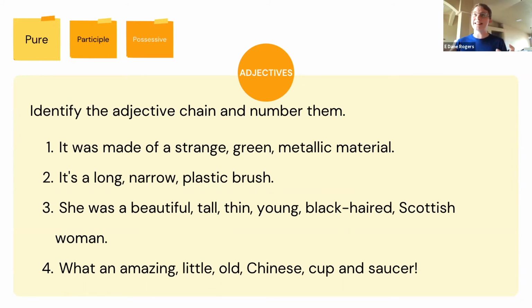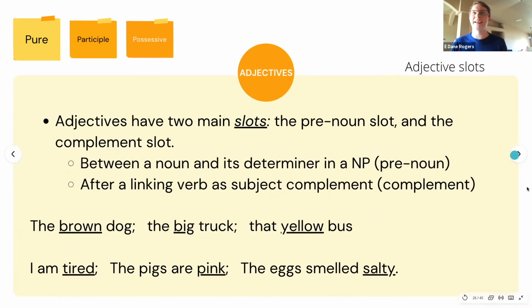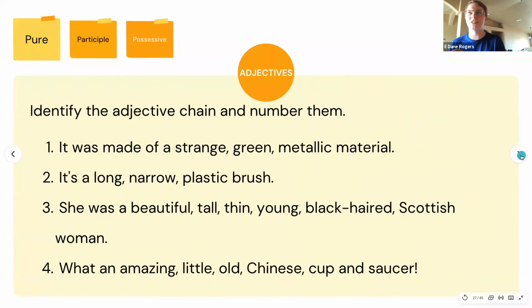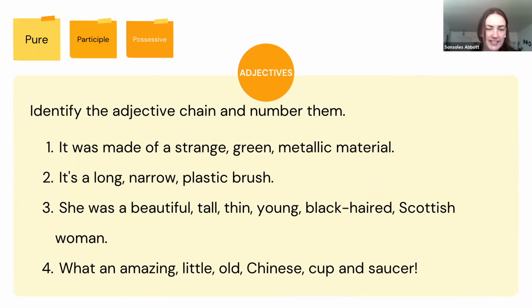But when you're writing an essay, you can have something like this where you can check, right? You can go back and check the quality of your adjectives. All right, number 4, last one. What an amazing little old Chinese cup and saucer. Good. Where is my noun phrase? Cup and saucer. Good. And where does it begin, the noun phrase?